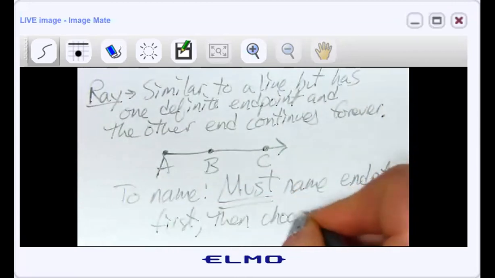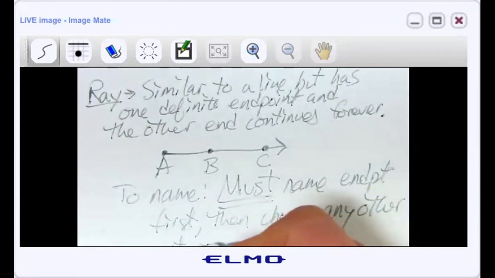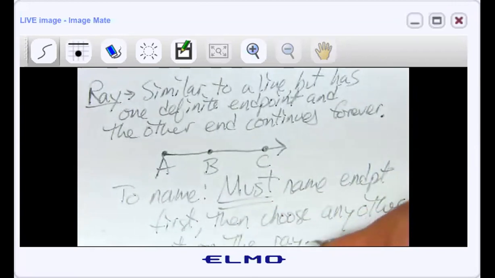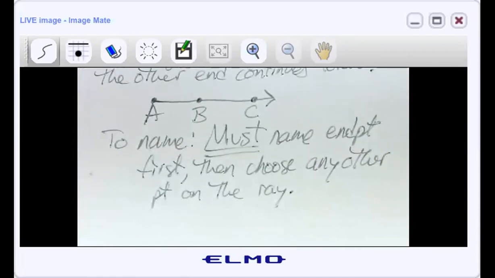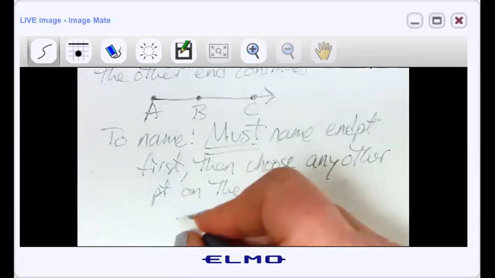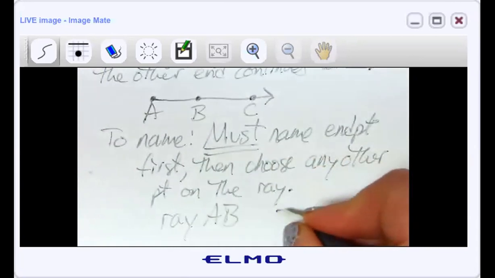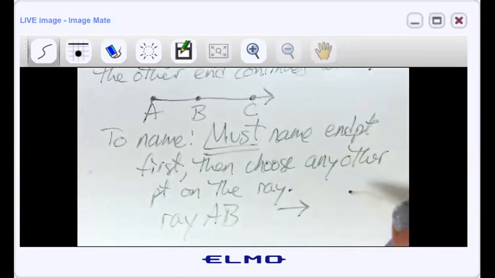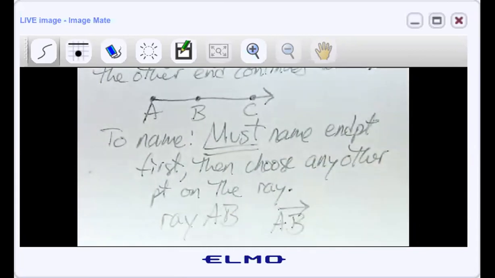Then choose any other point on the ray. Okay, so this ray that I have drawn right here, I only have two ways that I could choose to name this. I have to start with A because that's the endpoint. So you can name it ray AB or ray AC. That's up to you. And we do have a symbol for it. So if you did ray AB, you could just do it like this. You draw a one-sided arrow, and you make sure that you put the endpoint first, and then the B.